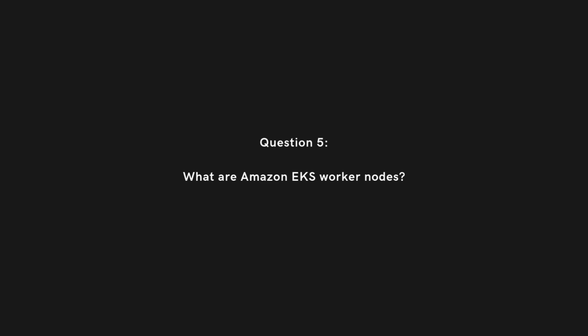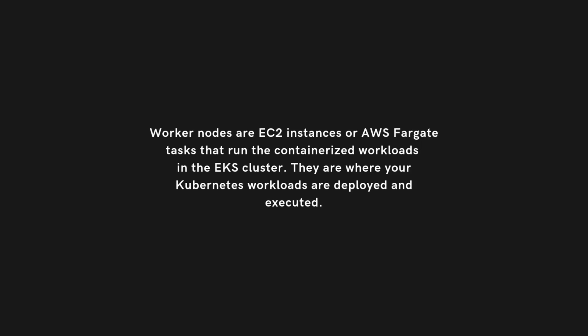5. What are Amazon EKS worker nodes? Worker nodes are EC2 instances or AWS Fargate tasks that run the containerized workloads in the EKS cluster. They are where your Kubernetes workloads are deployed and executed.